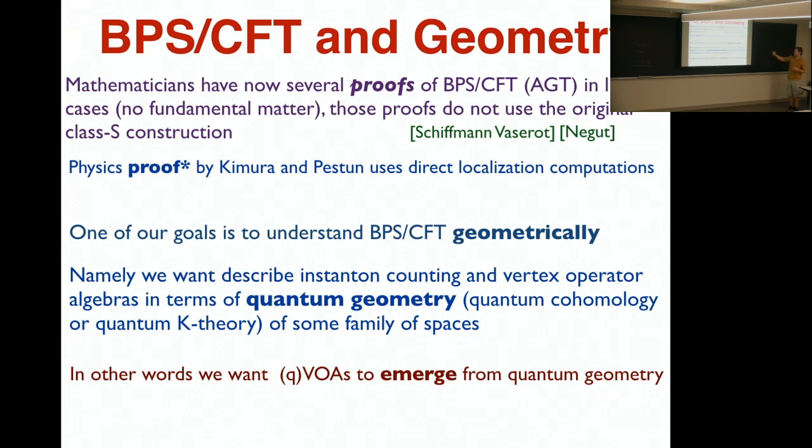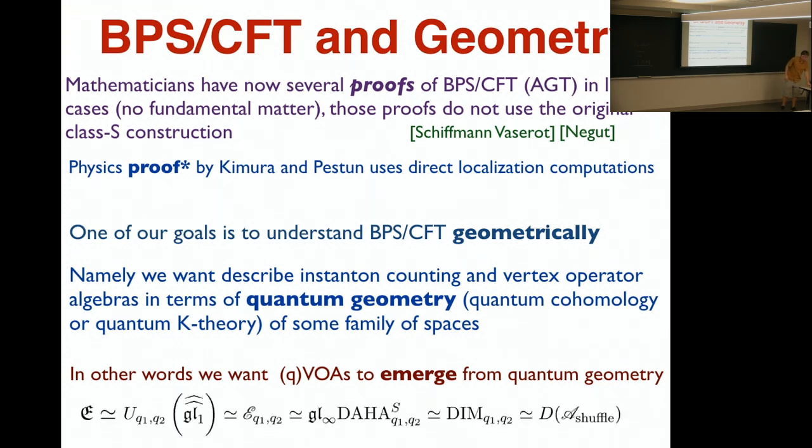So when we describe counting of instantons in terms of quantum cohomology, quantum K theory of some nice spaces, right? So like an ADHM moduli space. Right? So you want to see how these algebras emerge from quantum geometry. It's great. If you're familiar with research on Gromov-Witten invariants or some counting of curves, so some quantum geometry, it's very closely related to BPS. At least the way I see it.